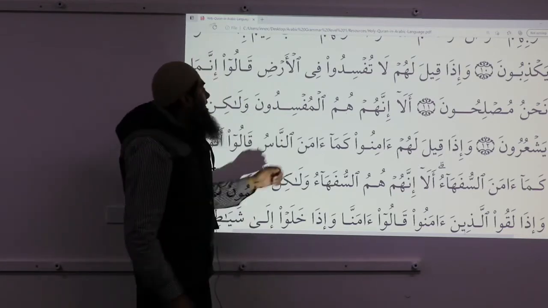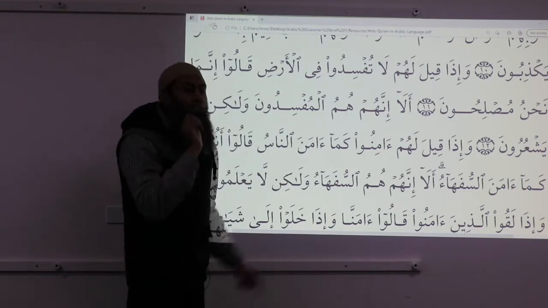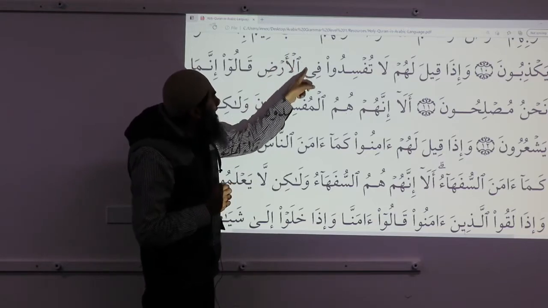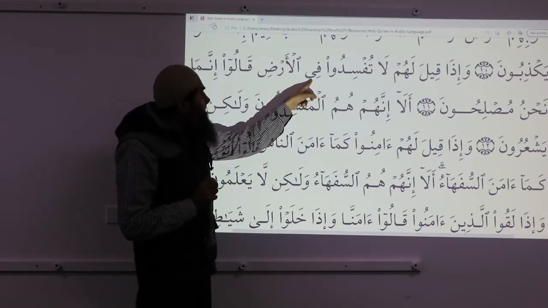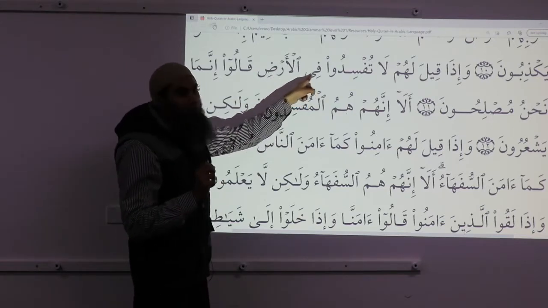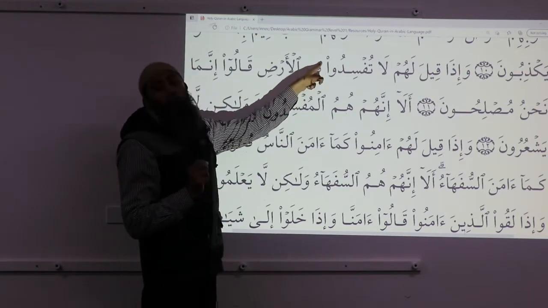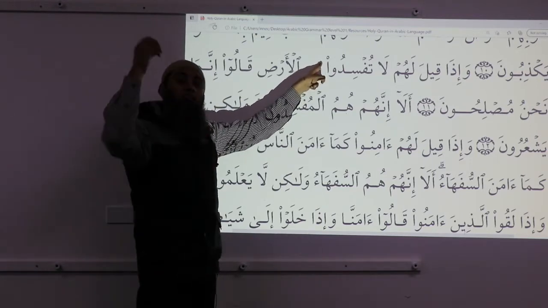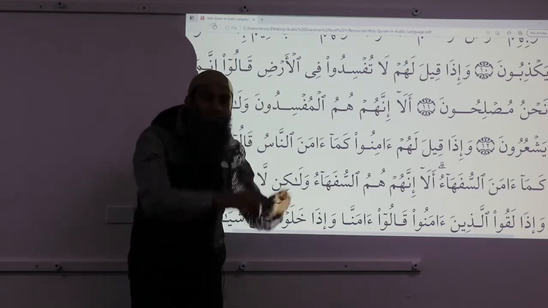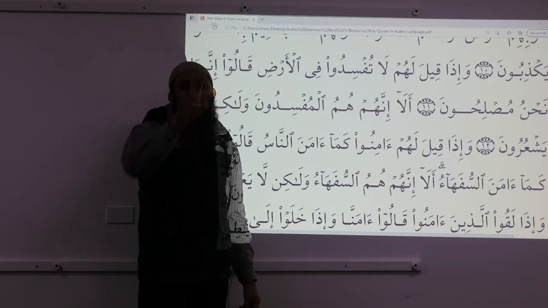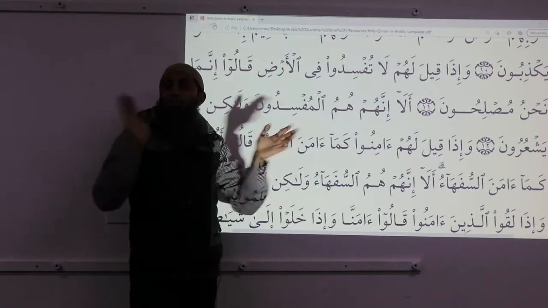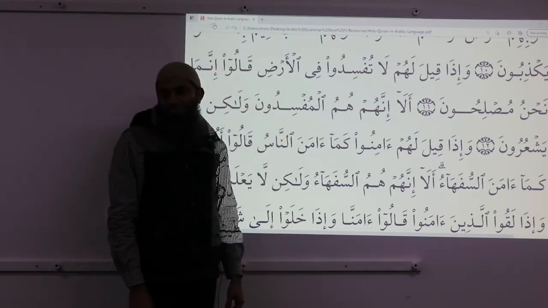One more time. Whenever you see an ism in jar status, look at what is immediately before it. If this immediate word is a preposition, this is a prepositional phrase together. If this word was not a preposition, it was something else, that something else must be mudaf and this is mudaf ilayh. Because an ism can be in jar status only in two conditions. Either there is a preposition before it or it is a mudaf ilayh. That's it. There is no third possibility. Simple.